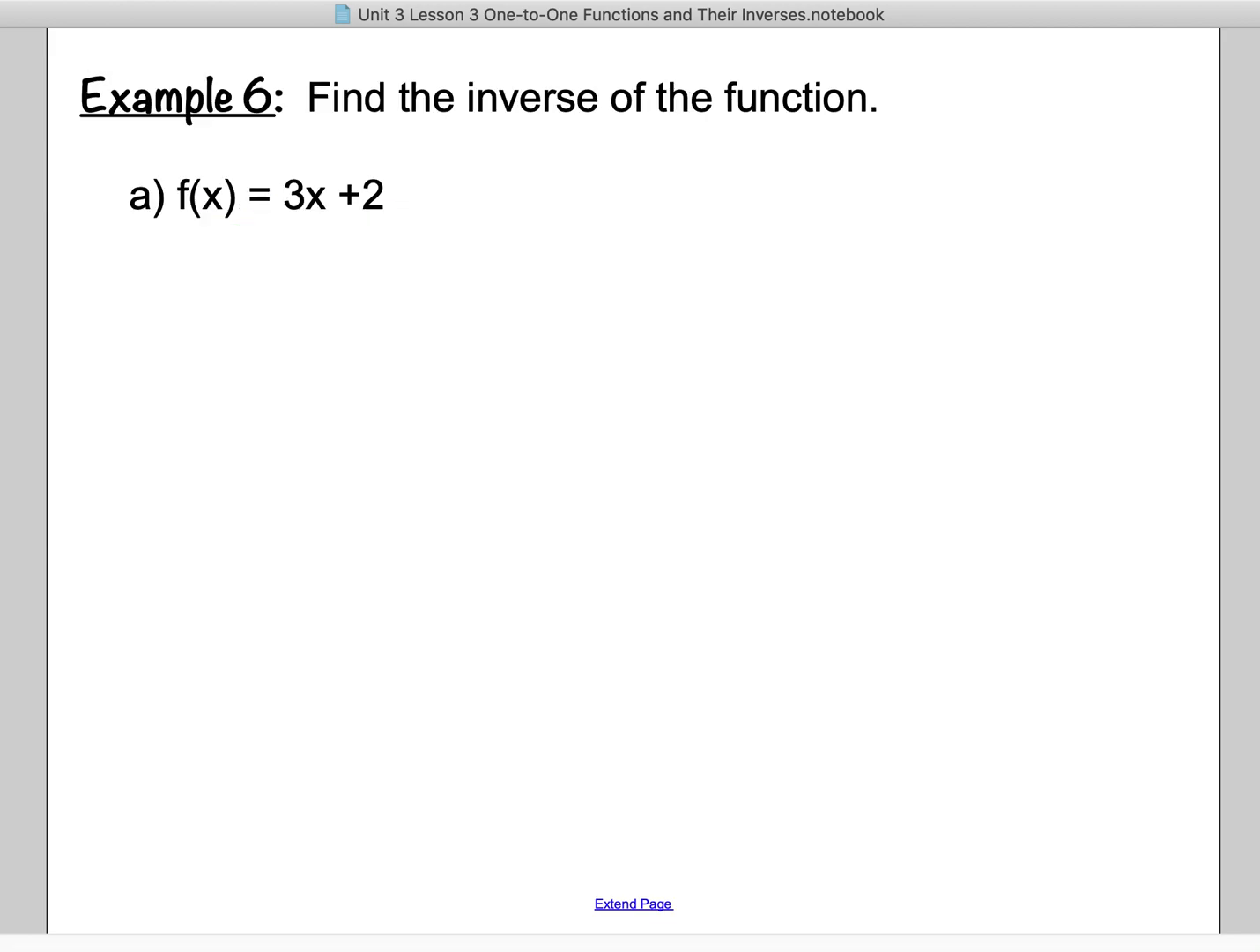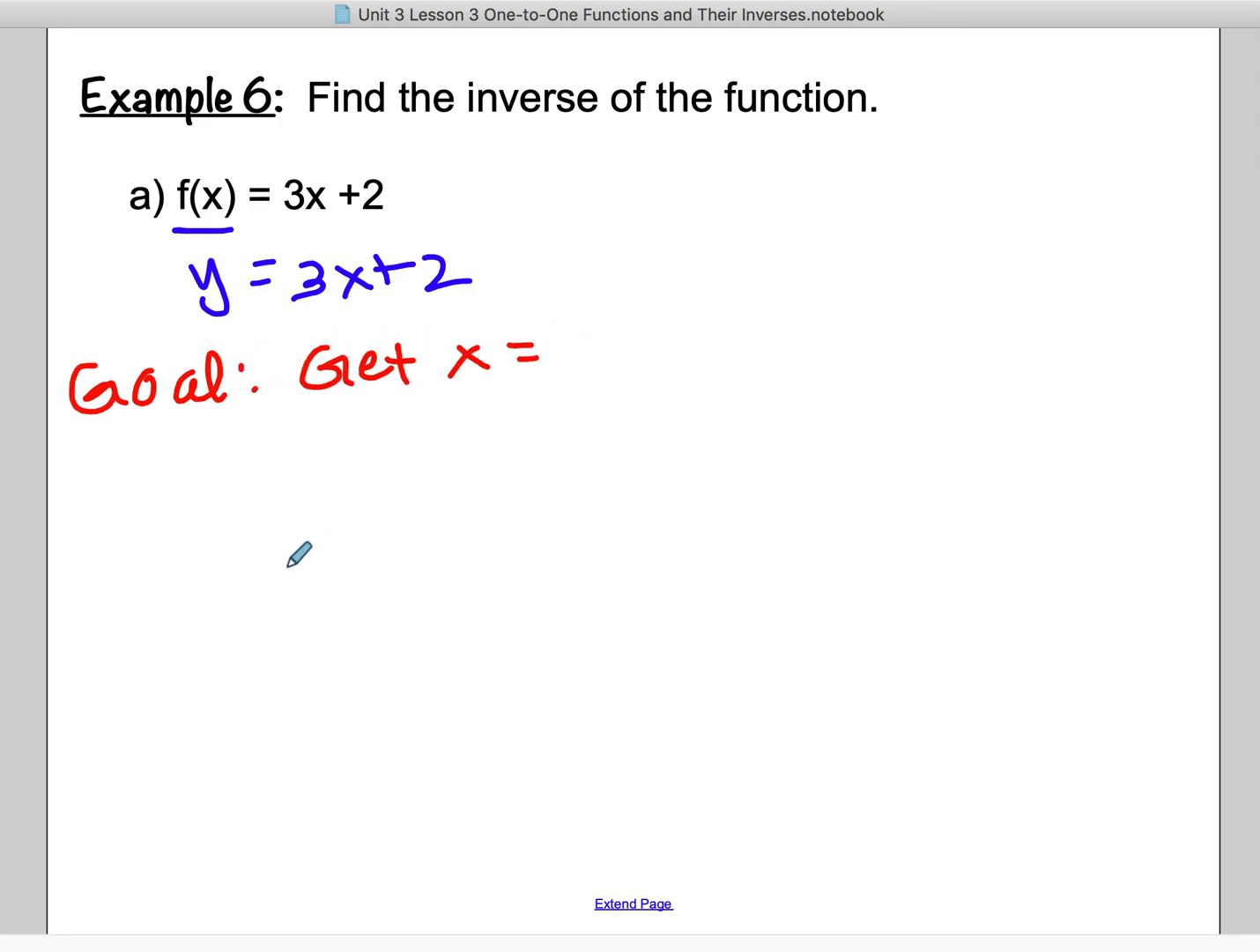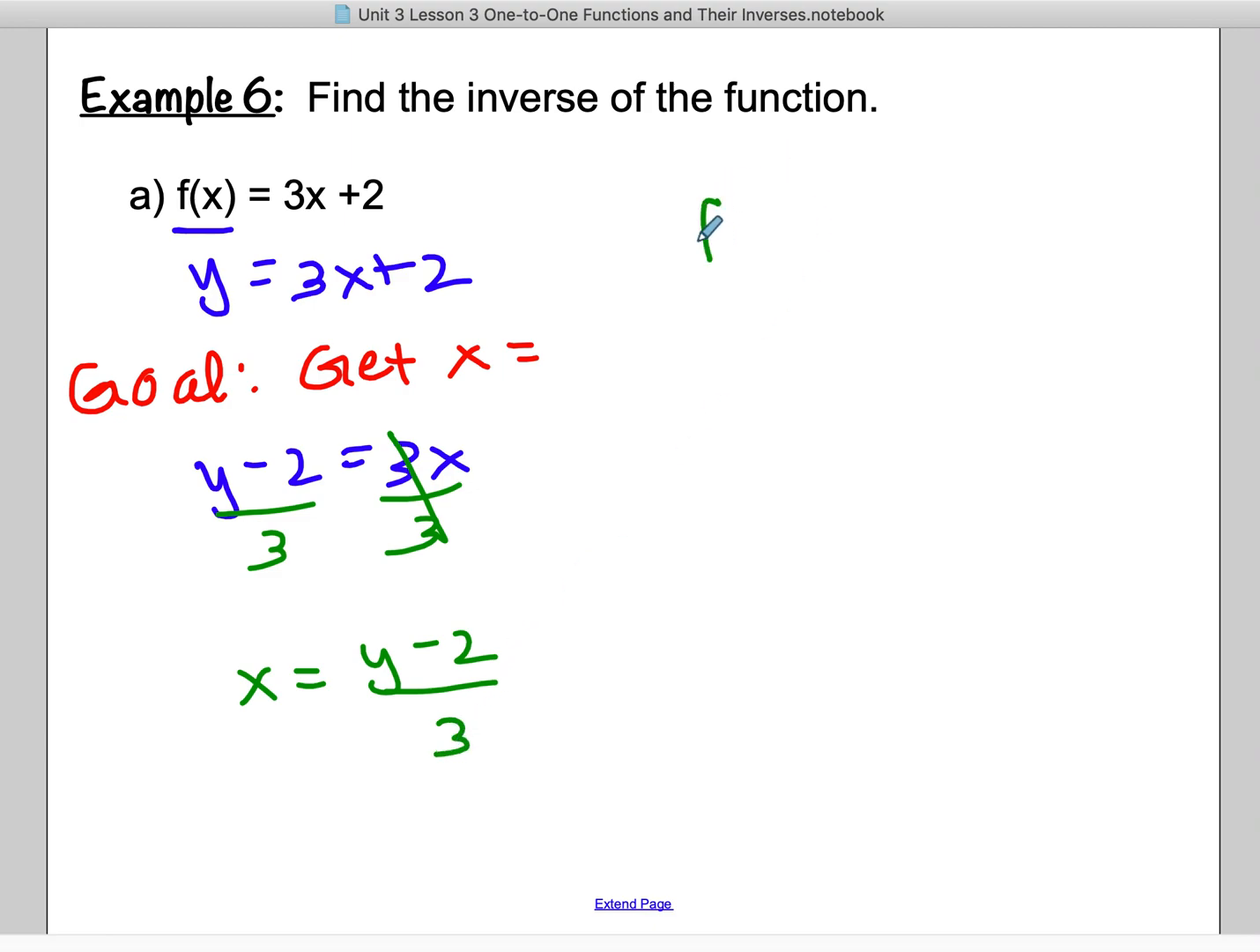All right, our last type of problem is to actually find the inverse of a function. Okay, so the first thing I would do, instead of writing f of x, the equivalent to f of x is y. And now, whenever you're finding the inverse, your goal is to get x by itself. So get x equals. Okay. So what I would do to make that happen is subtract 2. And then in order to get x by itself, I would divide both sides by 3. So x is equal to y minus 2 all over 3. So f inverse of y equals y minus 2 all over 3.